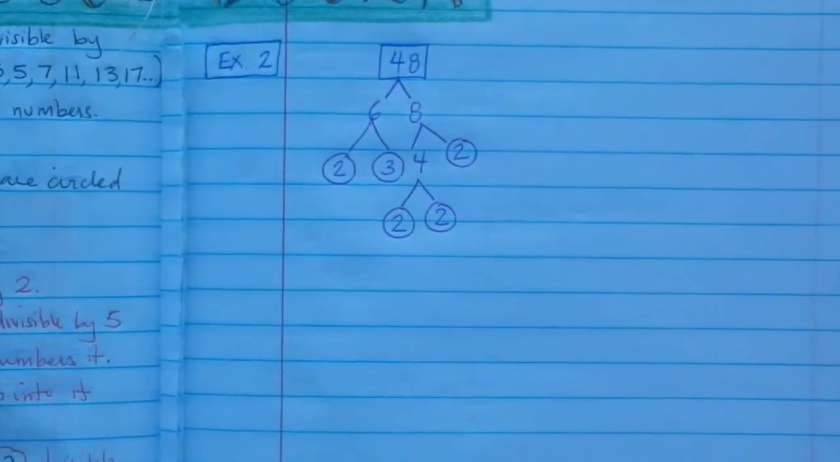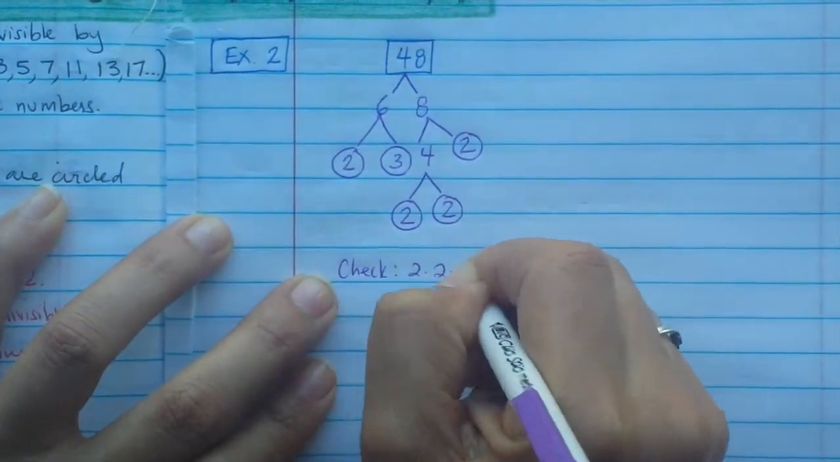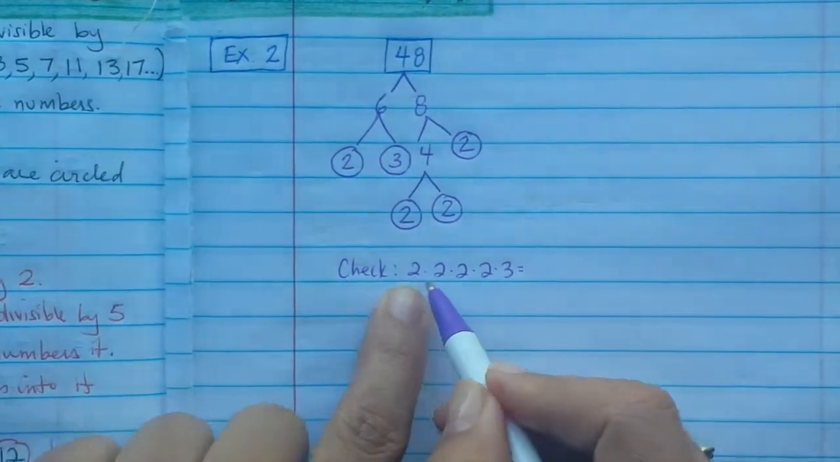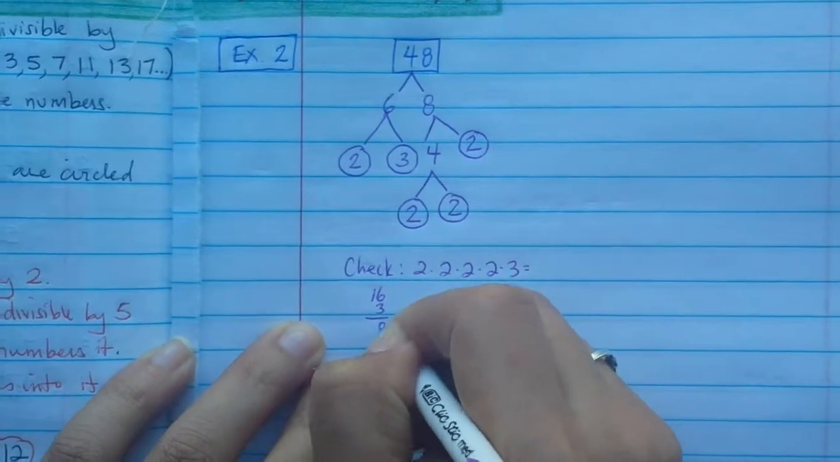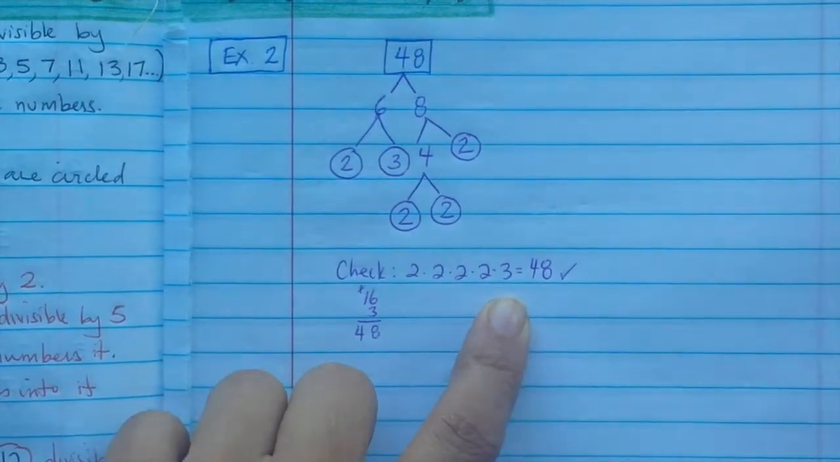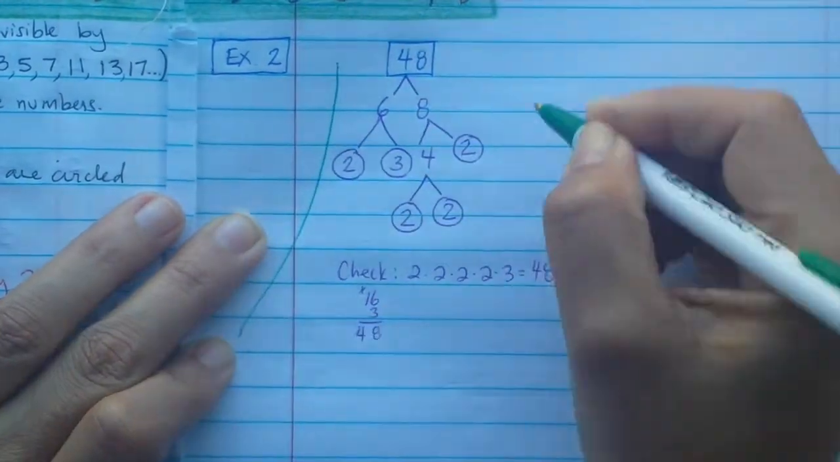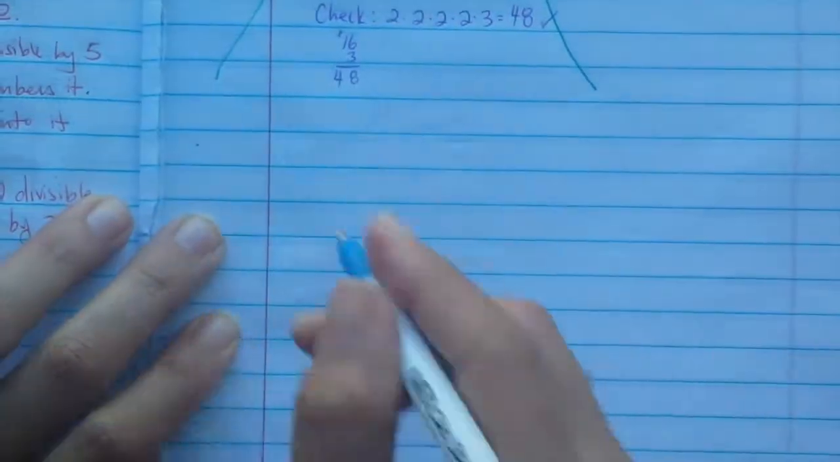I stop because all my branches are finished. So you can check this. If you multiply all the circles, it should give you 48. 2 times 2 is 4, times 2 is 8, times 2 is 16. 16 times 3 is 48. Perfect. So make sure when you break it down, you check it to make sure that you did it correctly. Otherwise, you get the problem wrong from nothing.